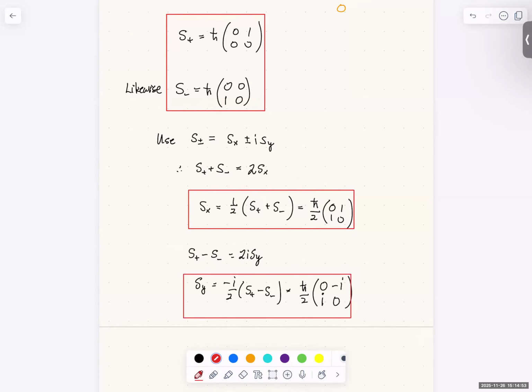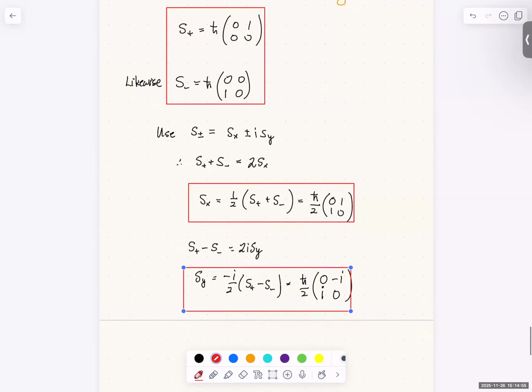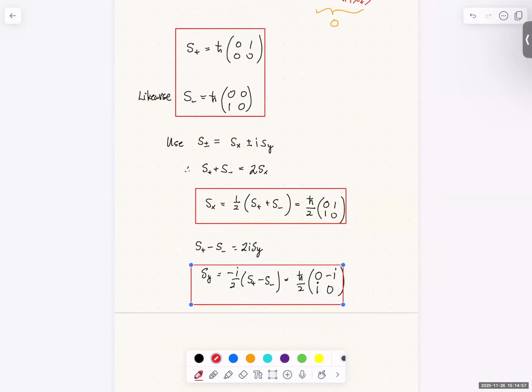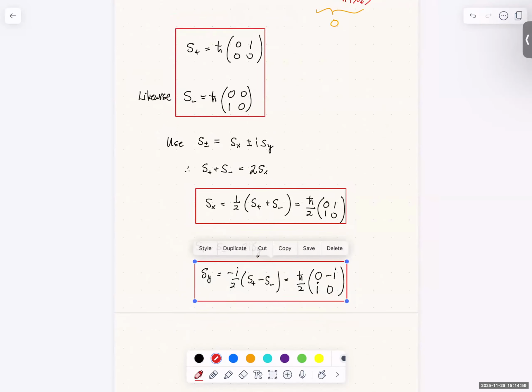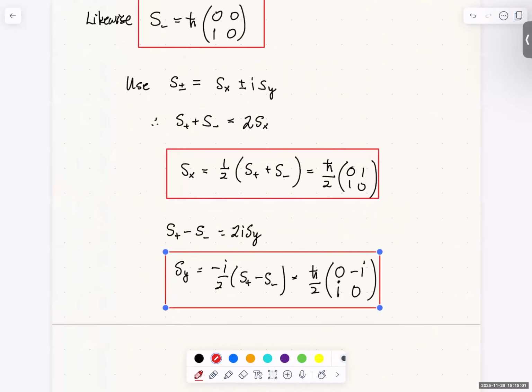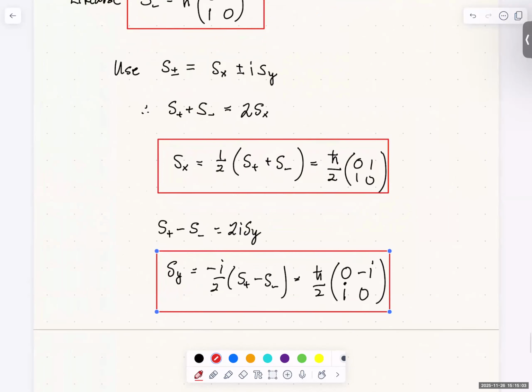Okay, so this is quite a convenient place to stop, actually. We have defined the matrix representation of all of our spin 1/2 operators, S squared, Sx, Sy, Sz, S plus, and S minus. And what we'll start doing is we'll start using these to solve some problems involving the spin of an electron.